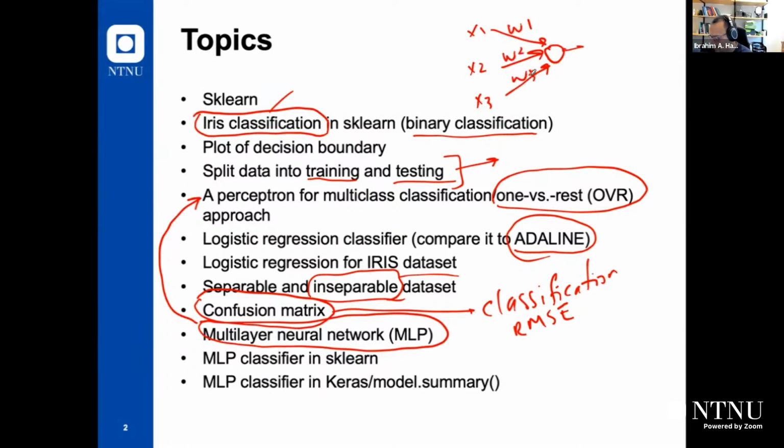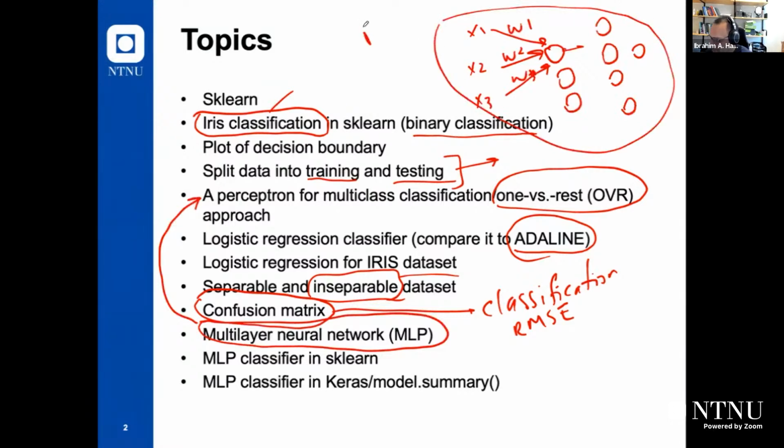If you want to build a multi-layer classifier, for example, a multi-layer perceptron, it will be just an extension of this one. We just need to add more units and add more layers. It will be exactly the same, but just adding more units and more layers. This one we call MLP, multi-layer perceptron, or some people call it a feed-forward neural network.